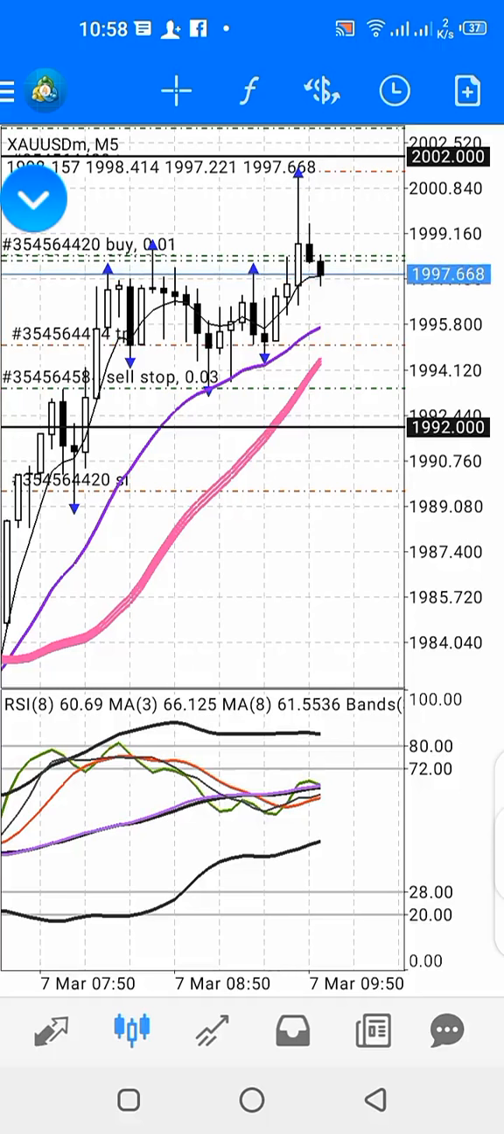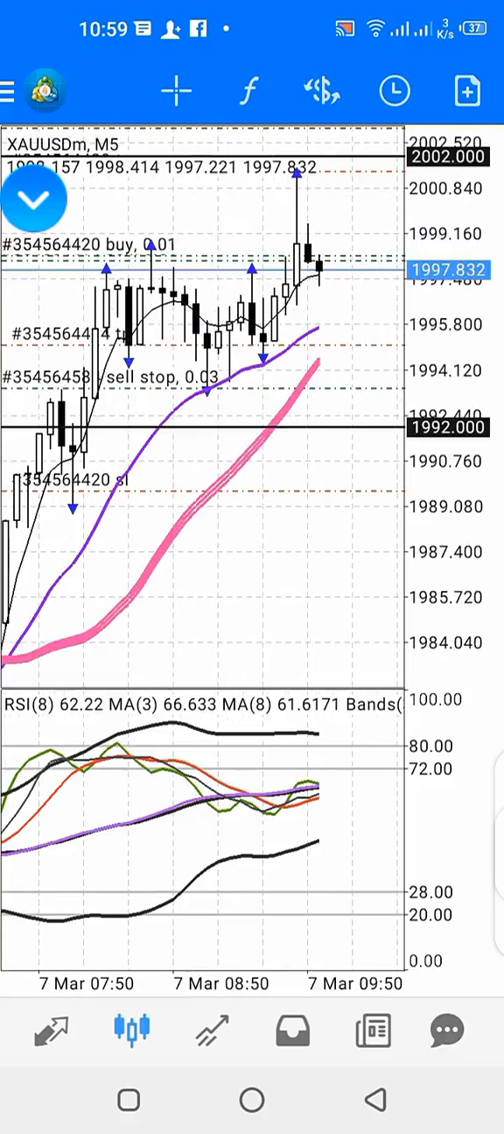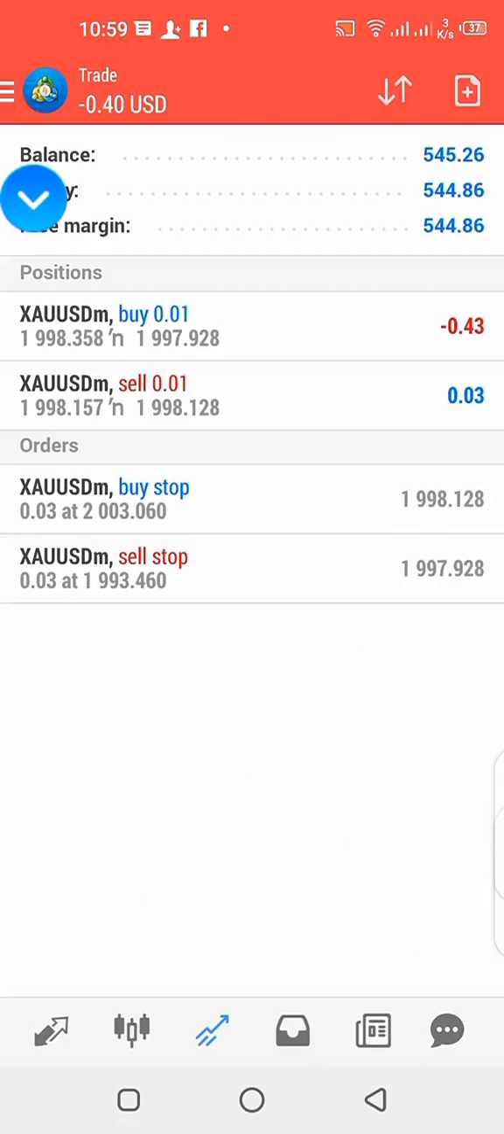and I currently have some trades running. I have two trades running, a buy trade and a sell trade. The lot size for the two trades is 0.01. Now for the ultra evasive Grail strategy part of this video.